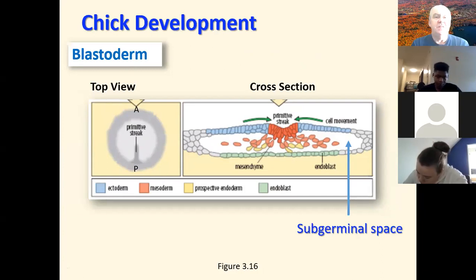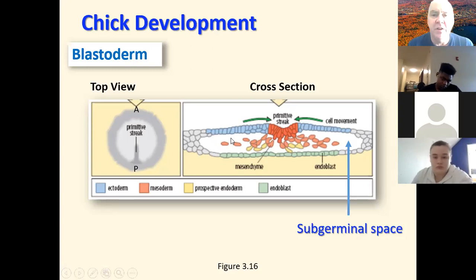Now, what this primitive streak is exactly is the fact that these epiblast cells are dividing. And when they divide, they push forward into the center and they crawl through this little streak and then into that subgerminal space. And they're going to stay associated with these epiblast cells, but they're coming down in and underneath them.